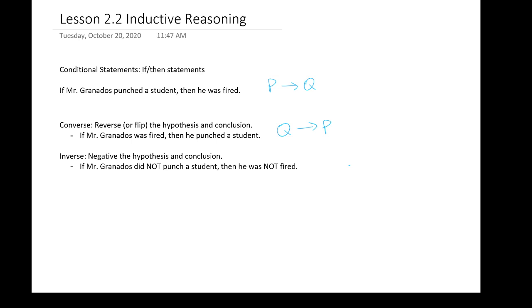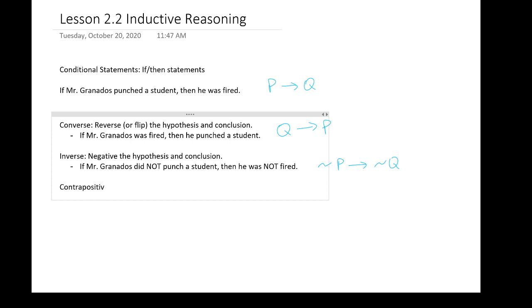Again, the notation we use, the squiggle for not, so squiggle P, arrow, squiggle Q. If not P, then not Q. And again, this one doesn't necessarily need to be true. This would actually be a false statement. If he did not punch a student, just restraining myself from punching students is not what keeps me from being fired. Other things could lead to my eventual dismissal. So just, again, some food for thought.